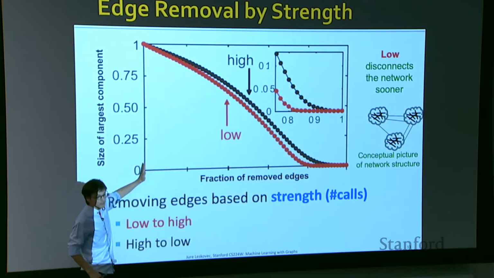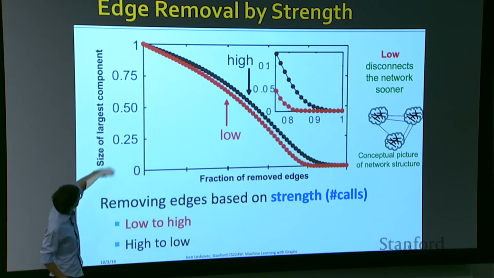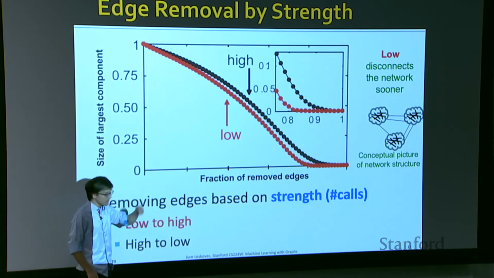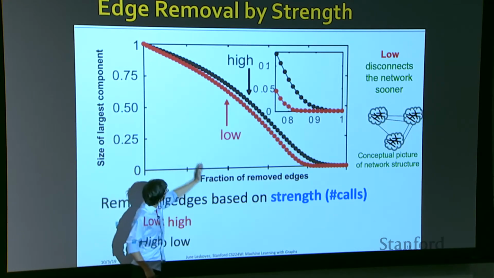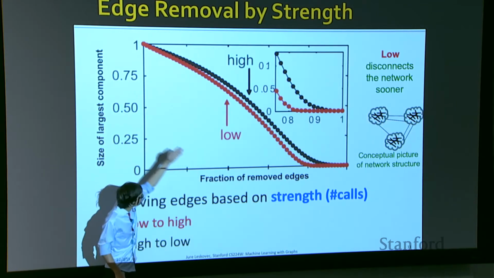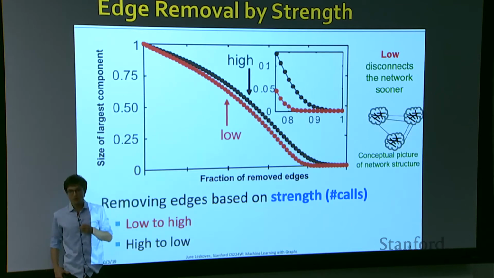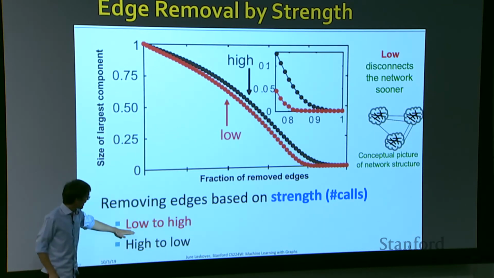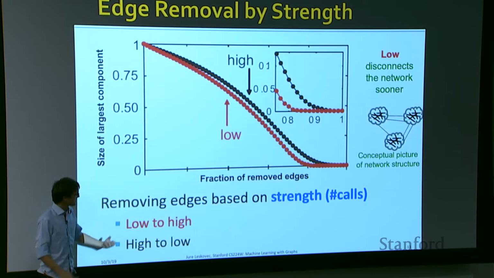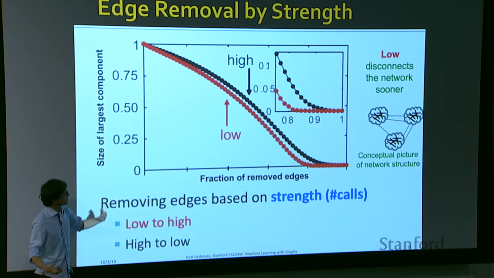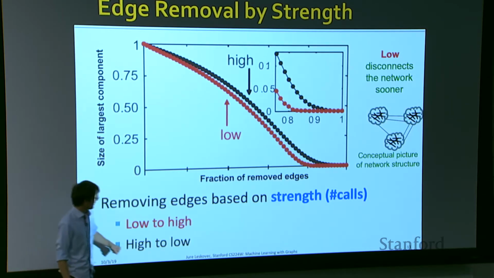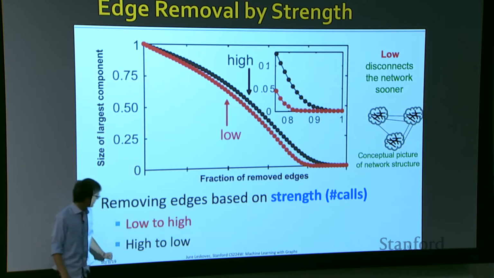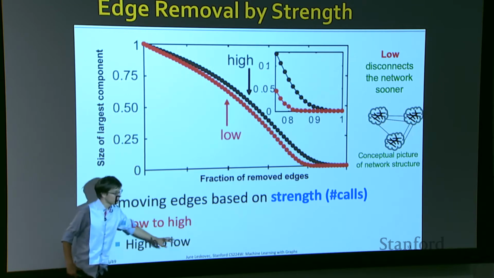We start with the full network that is connected. So the y-axis is size of the largest connected component. We are removing edges one by one, and we are looking at how the connected component gets destroyed. Right? And what is the point here is that red is removing edges from low number of phone calls to high number. And the black one is from high number to low number.